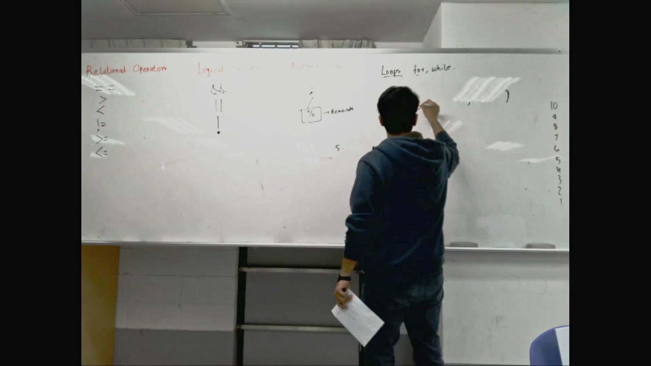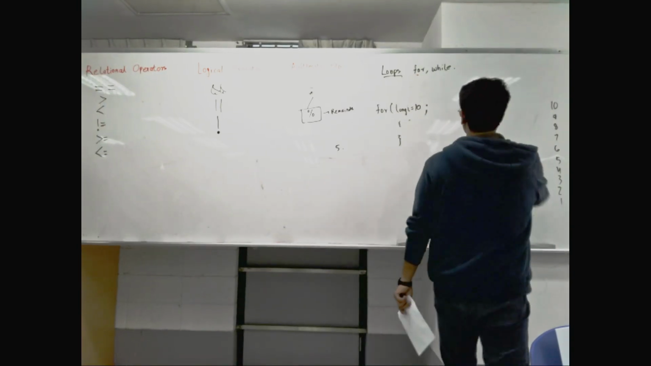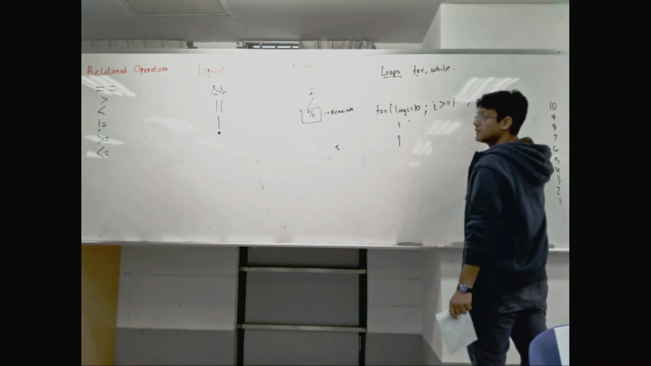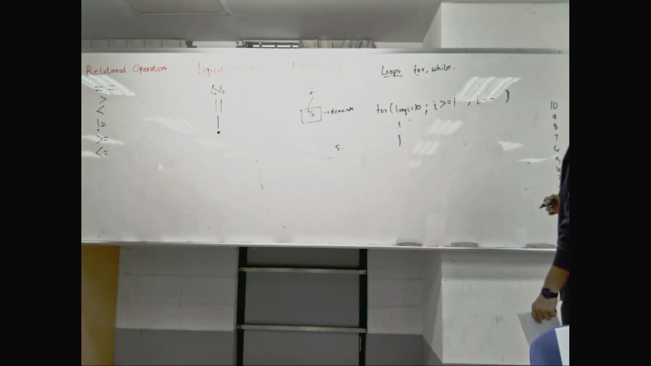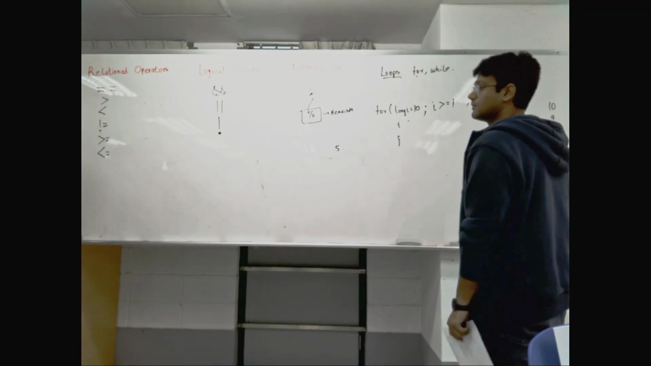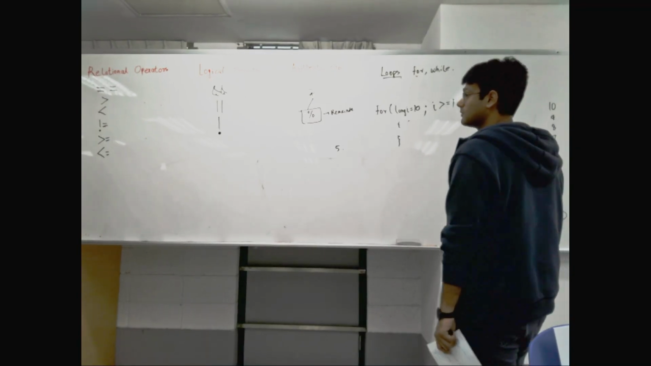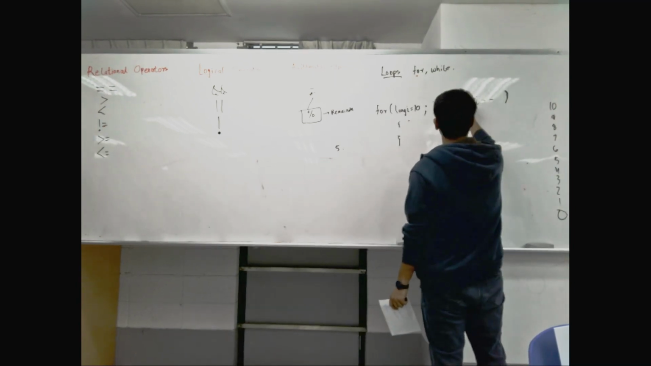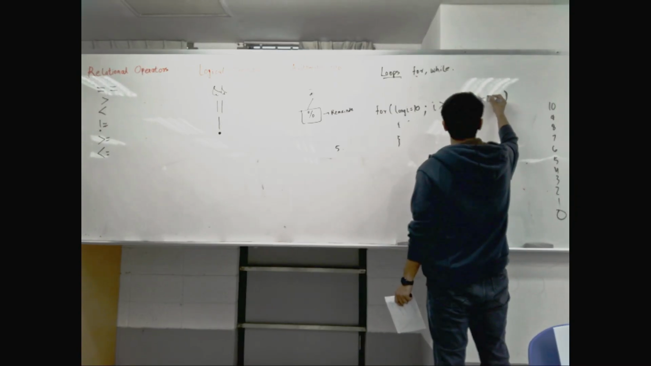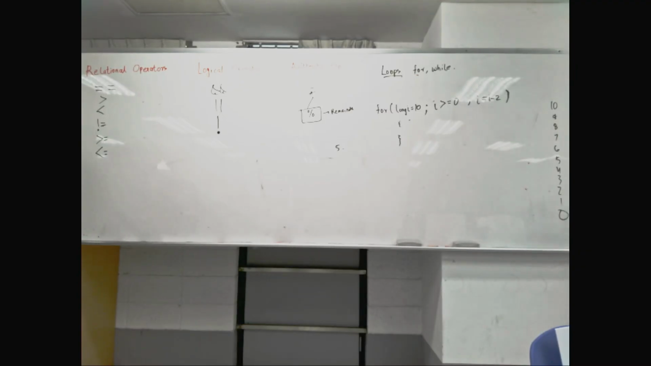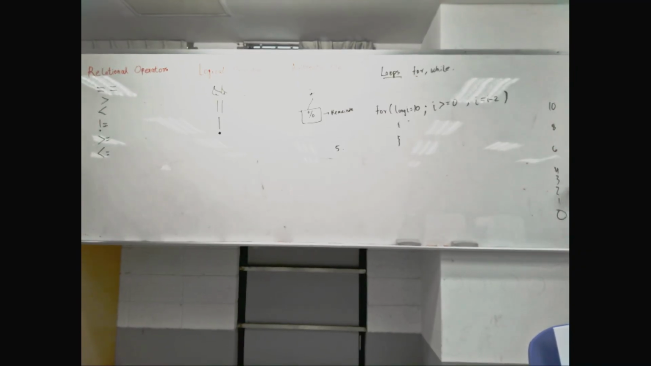I equal to 10. Good. Greater than or equal to 1. So I should be greater than or equal to 1. Good. And I minus minus. Good. What should I change to print 0 as well? Greater than or equal to 0. Good. Now, what if I make this this? Now what am I getting? 8, 6, 4, 2, 0.